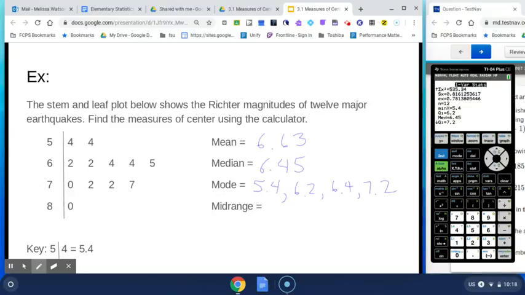All right, the mid-range, again, is the minimum value, 5.4, added to the maximum value, 8, and divided by 2. So that gives us 13.4 divided by 2. And if I do that, 13.4 divided by 2 gives me 6.7. So 6.7 is the mid-range.